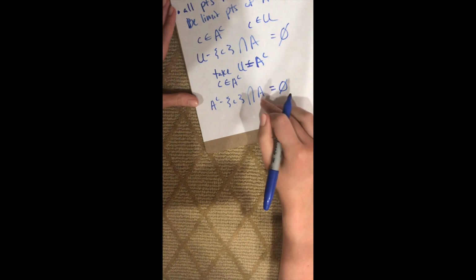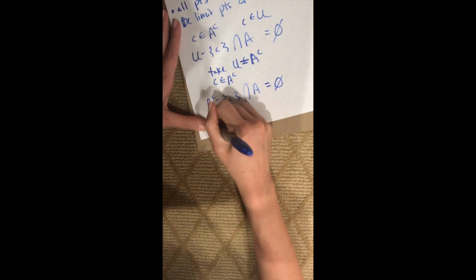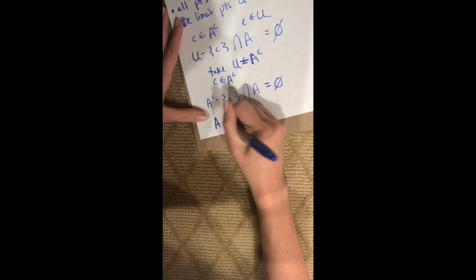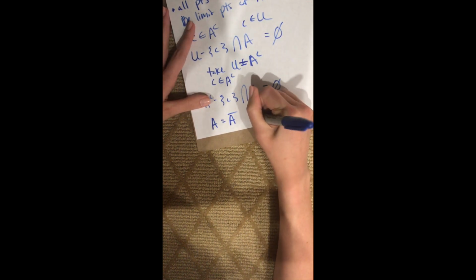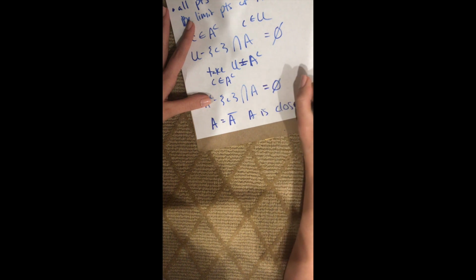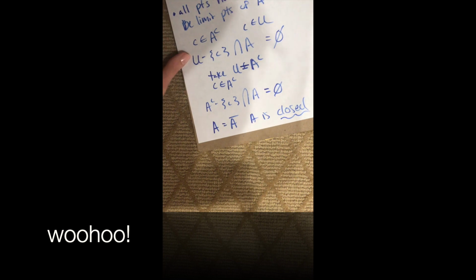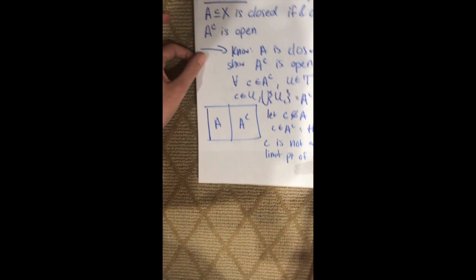Okay, so what we just did was show that all the points that are not in A cannot be limit points of A, which means that A, if it has any limit points, those limit points must actually be in A. So A is equal to its closure. So A is closed. All right, cool, guys. So we just went in both directions, and it was a really fun time.